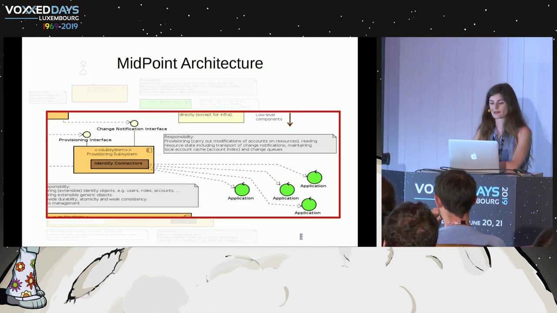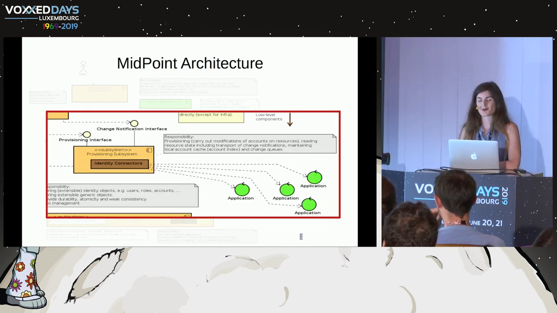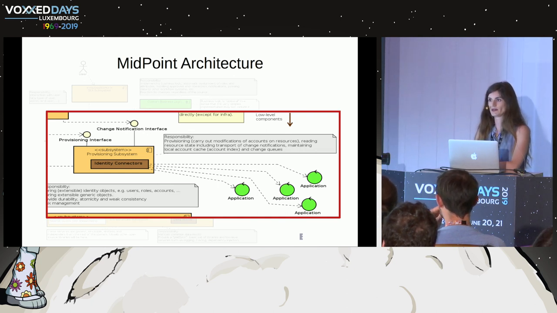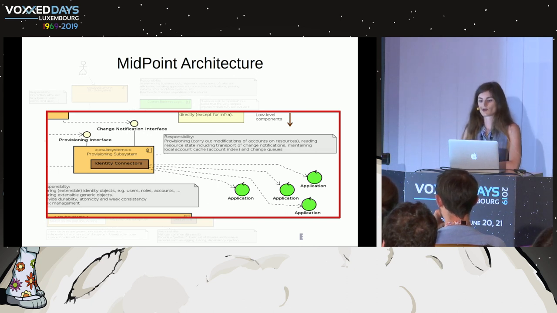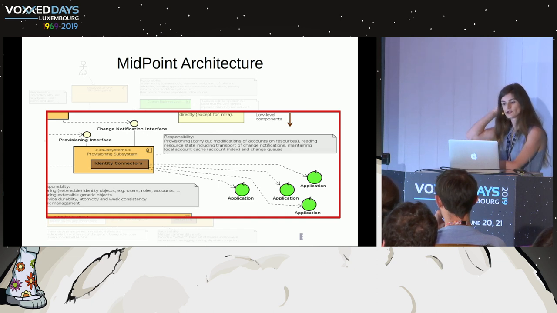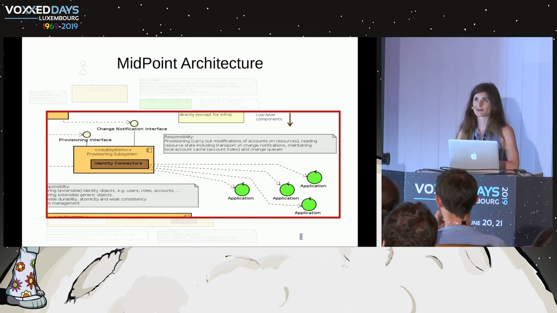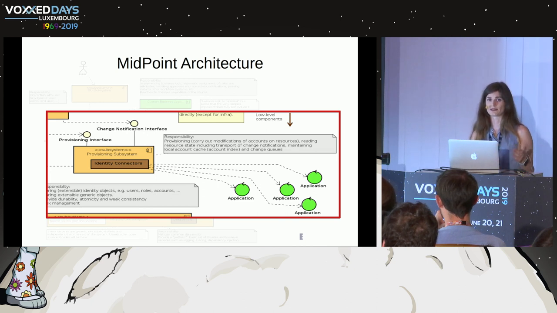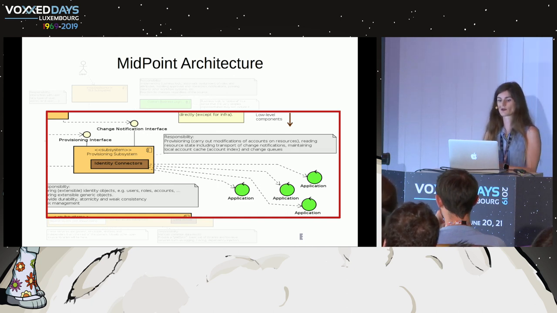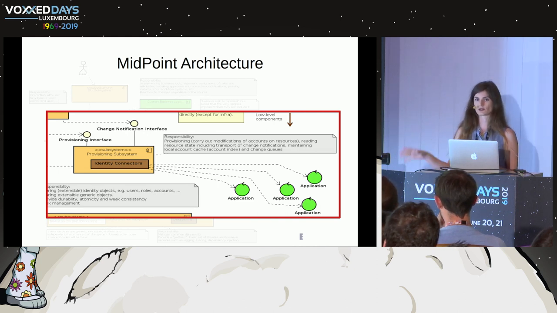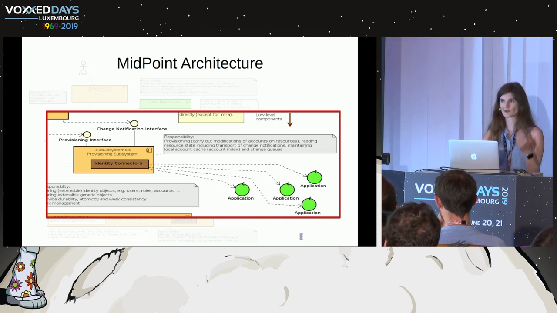Then there is a provisioning subsystem. Its main responsibility is to work with the accounts on resources. So to read the resource state, including some transport of change notifications, and also maintaining a local attribute cache. So basically, the provisioning subsystem is the one communicating with the identity connectors, and so providing the creation on the target system and reading from the source systems.